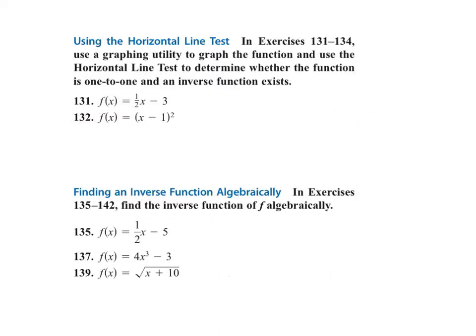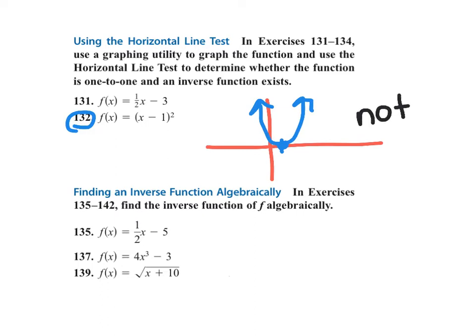All right, and then the last even is 132, which says use a graphing utility to graph the function. Use the horizontal line test to determine whether the function is one-to-one and an inverse function exists. I can actually graph this by hand because, hopefully we know, that's a parabola, right? 132 is a parabola that is shifted in which direction? To the right one. So my graph would look like this. Does this pass my horizontal line test? No. So this would not be one-to-one, and it does not have an inverse.